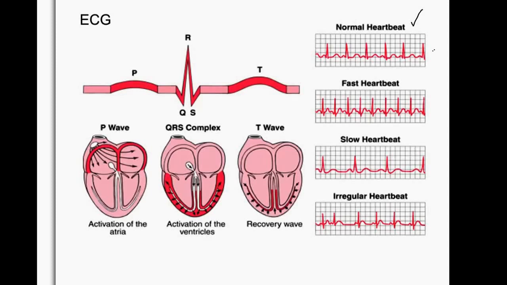In this tracing, we have peaks, large and small, and they're separated by regular intervals of distance representing regular intervals of time.